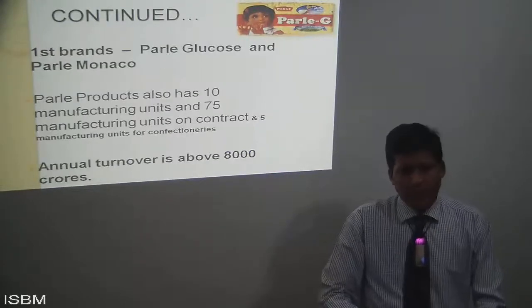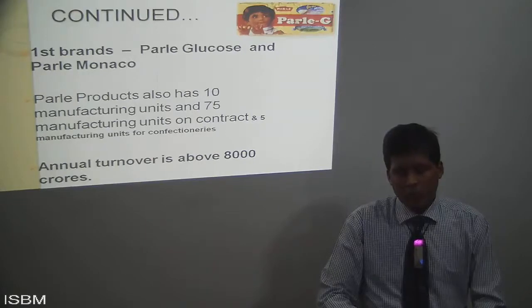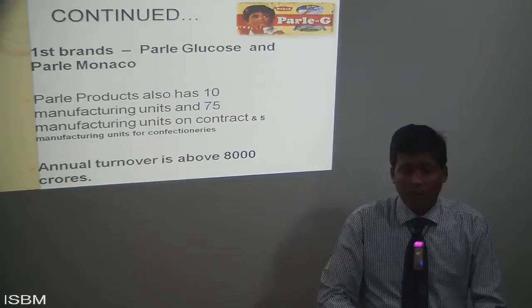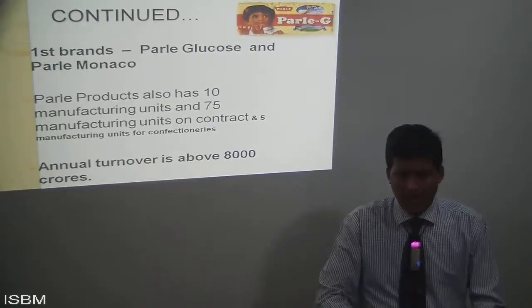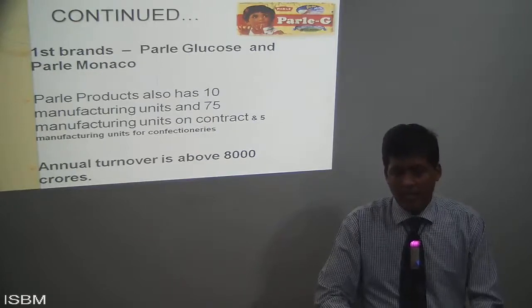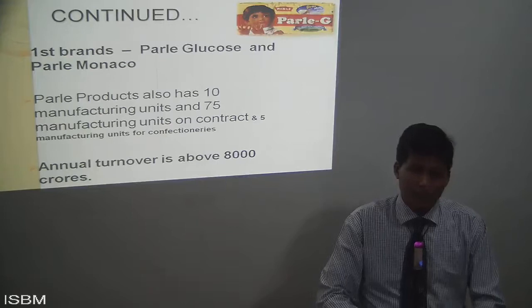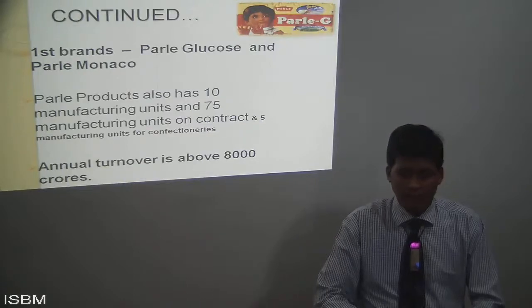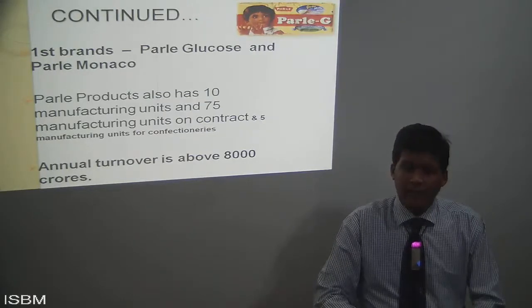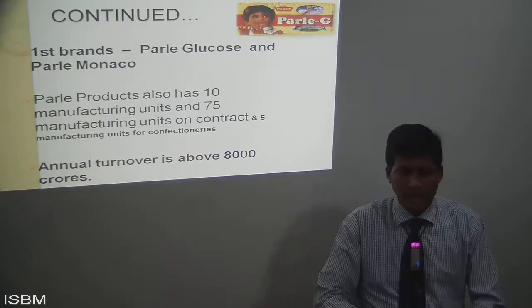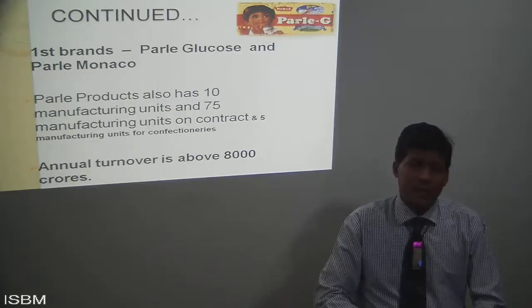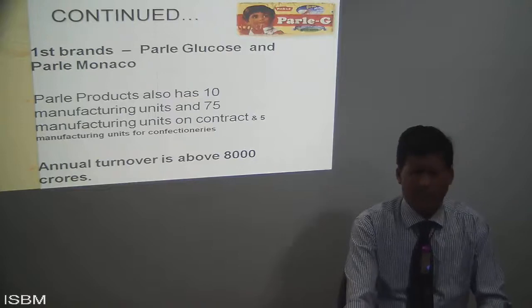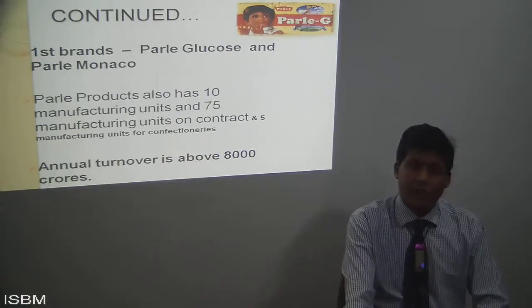Great. Parle Glucose and Parle Monaco were the first brands highlighted by the organization. Parle Products also has about 10 manufacturing units and 75 manufacturing units on a contract basis. The 10 self-owned units are pretty big, one being in Vile Parle itself, and 5 different manufacturing units for confectioneries as well. The annual turnover, as I mentioned, as of 2014 is close to 8,000 crore rupees, roughly a $1.5 billion company.